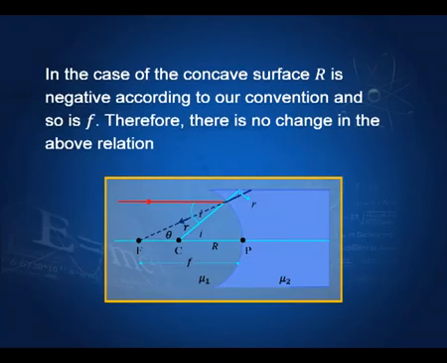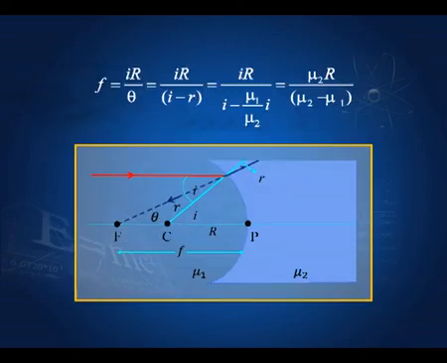In this case, for the concave surface r is negative according to our convention, and so is f. So, r and f both are negative. So, again the sign has no effect on this equation. So, we again get f equal to mu 2 r divided by mu 2 minus mu 1, as we got in the case of the convex surface. So, whether the surface is concave towards the medium mu 1 or convex towards the medium mu 1, the relation between f and r is f equal to mu 2 r by mu 2 minus mu 1.